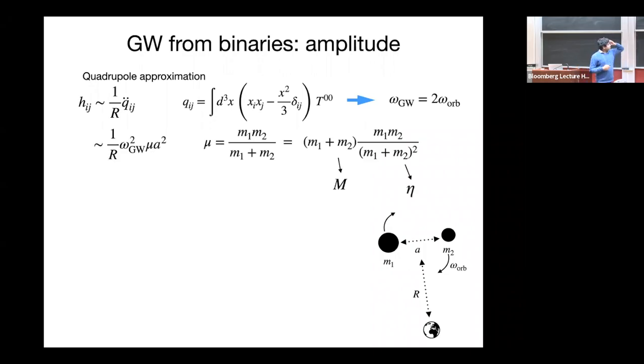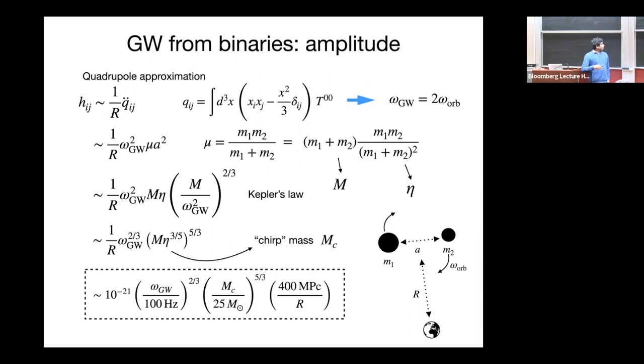If I do a Newtonian estimate, each derivative picks out a factor of omega, and the mass quadrupole is the reduced mass times the square of the semi-major axis. The reduced mass we can write in terms of the total mass and the symmetric mass ratio, a dimensionless number that goes from zero to a quarter. The lower end is for high mass ratio events, and the upper end is for equal mass events. Then we can use Kepler's law to relate the semi-major axis a to the orbital frequency omega. If we collect the powers of frequency together, the remainder factors out into a combination of masses called the chirp mass. So to leading order, the amplitude of the signal is set by the chirp mass.